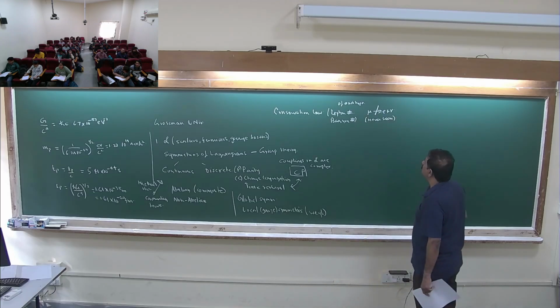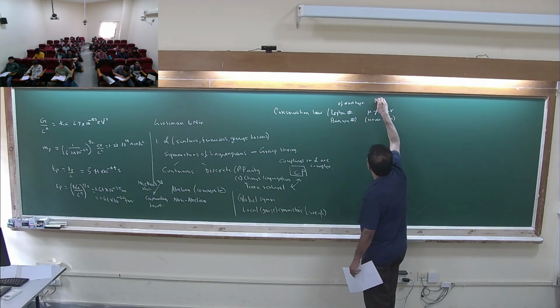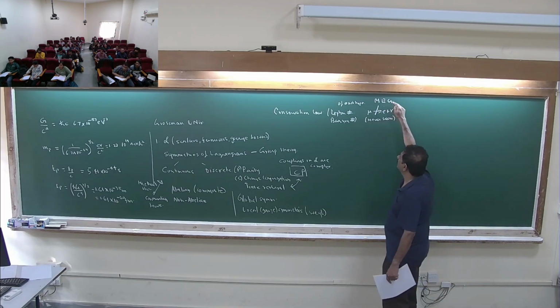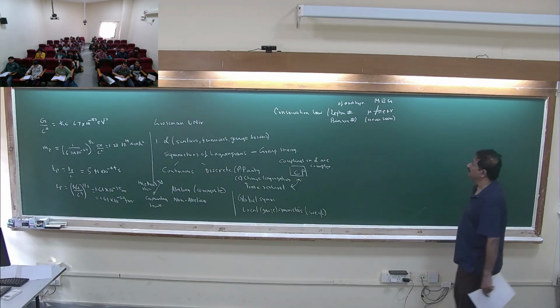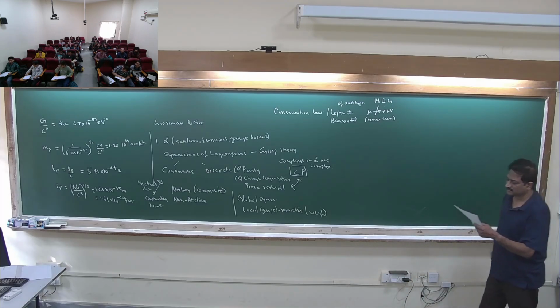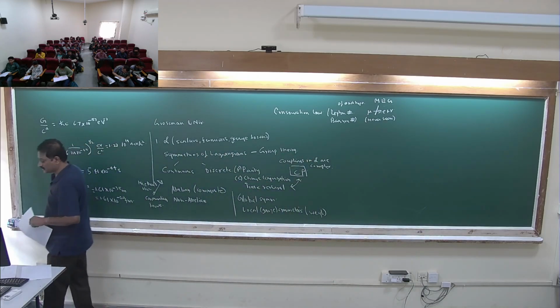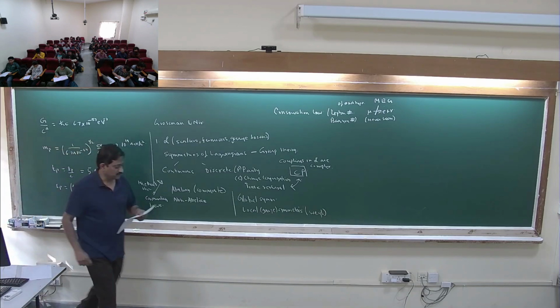There's an experiment which is trying to see it, and it's called MEG. Why is it called MEG? Muon to electron and gamma. That's the name of this experiment. And what it does is it gives you all kinds of constraints on this kind of rare process.